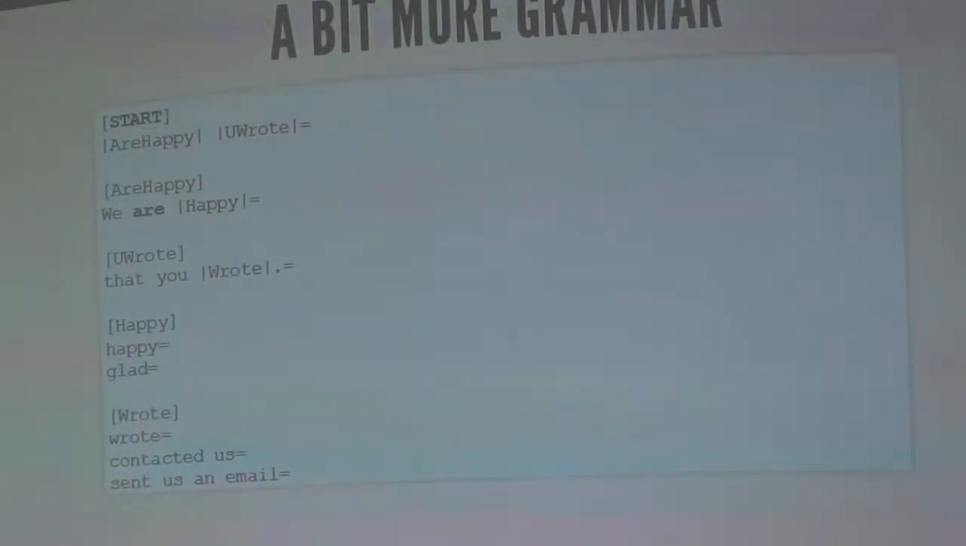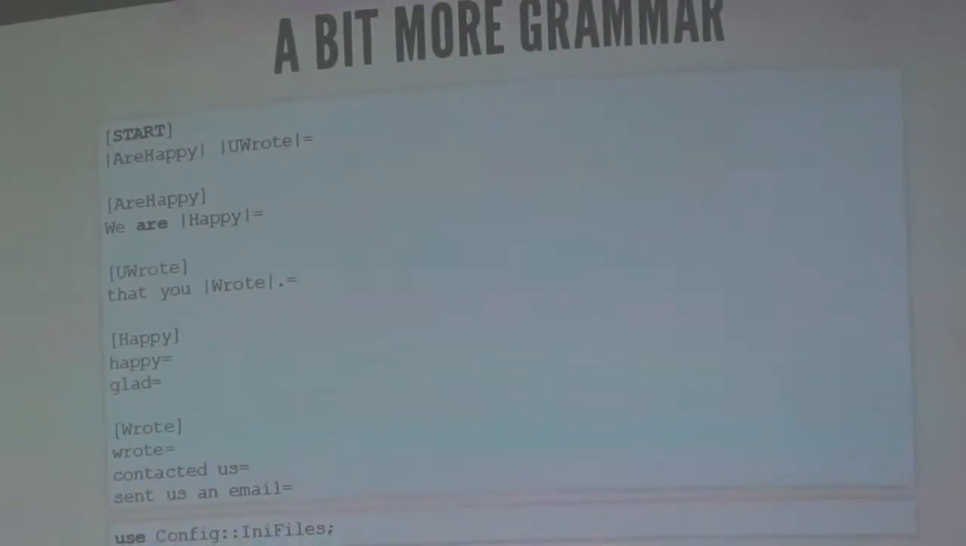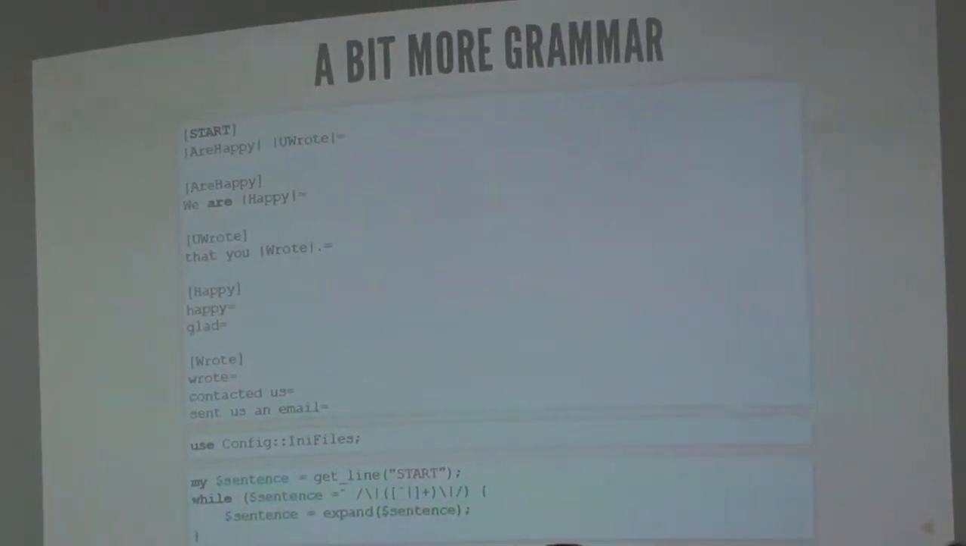A rough way to do it would be to put it in an ini file. It looks almost the same as an ini file. The only thing we need are those equal signs. So this looks like key value pairs. We need a module like config ini files that allows us to get a set of parameters from a given section as a list. And then there's some other piece of code like this one to expand those sentences when we find non-terminal symbols.